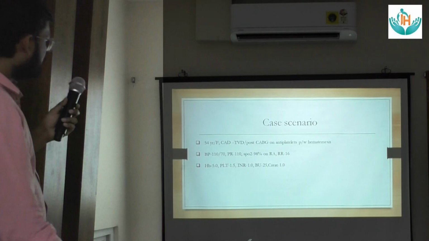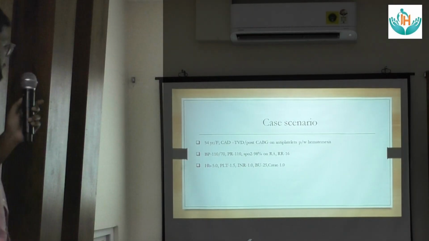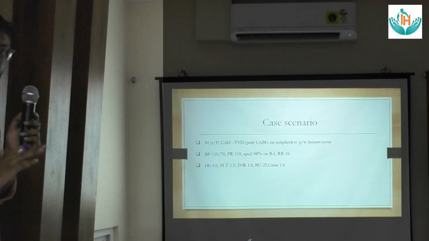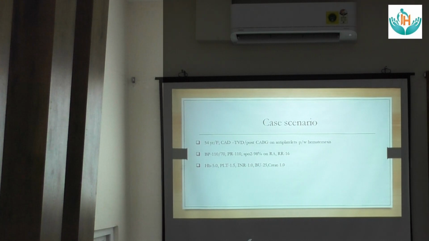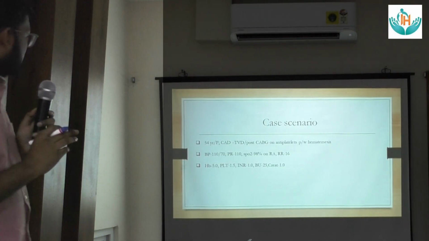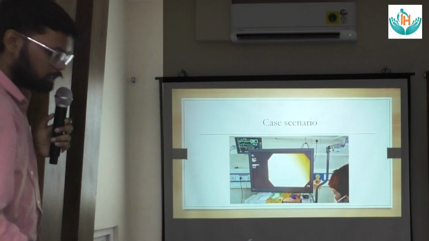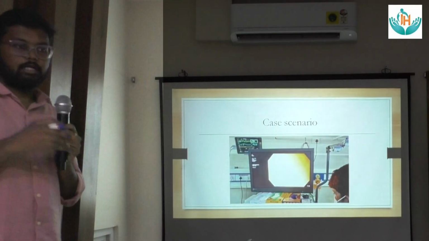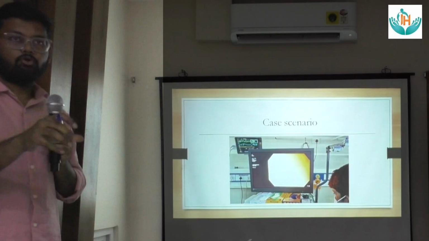Coming back to our case, it's a 55-year-old female who is CAD with triple vessel disease, who underwent CABG on 3rd of November. She came in the next 2 weeks with upper GI bleed, hematemesis and melena, with HB of 5.0, INR normal, blood urea 25. For the ulcer, we injected adrenaline into the ulcer and applied hemoclip on the ulcer.